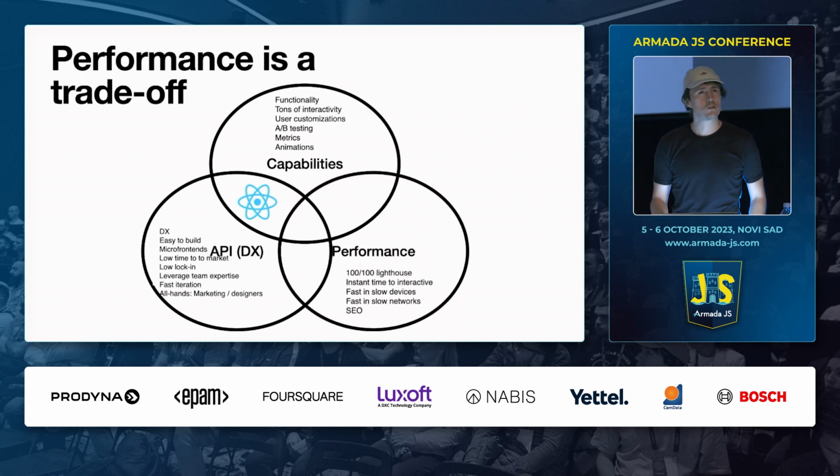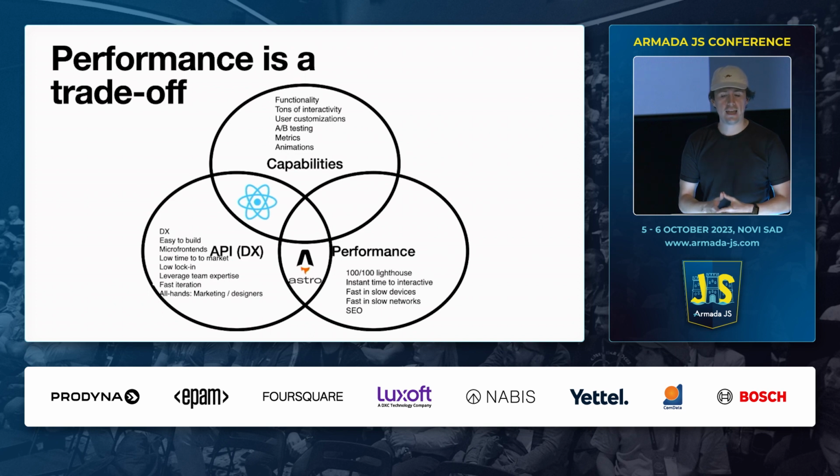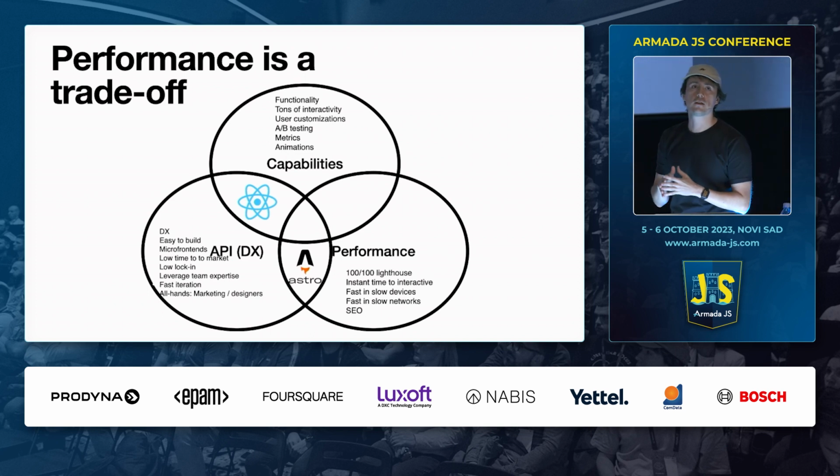If you want performance, you want to ensure performance, like 100 out of 100, instant time to interactive, maybe you choose something like Astro. Astro lives in that spot. That's the sweet spot for Astro. You have a very nice DX, people love it, and you pretty much get performance by default. You cannot mess it up, right, if you're using Astro in terms of performance.